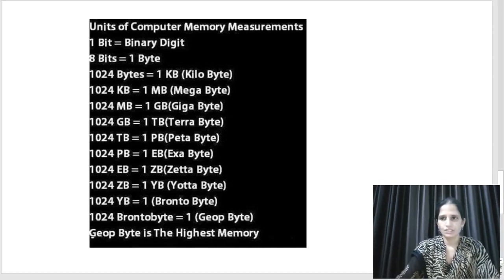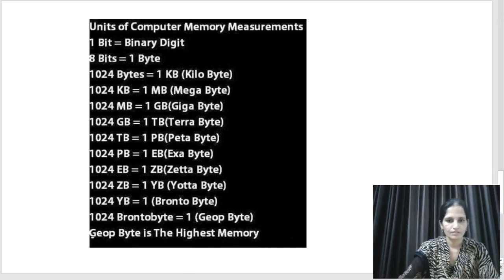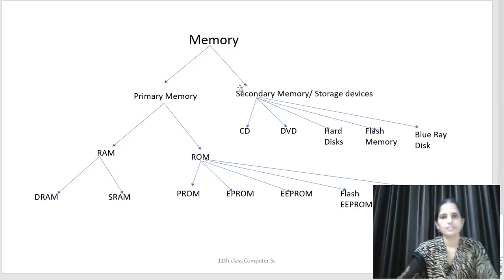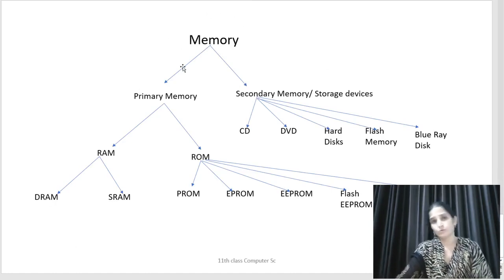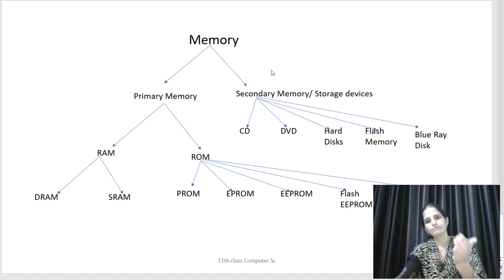Now we are discussing the main point, memory. The memory unit is used to store data. Mainly your data will be stored in your memory. Human beings have two types of memory: one is STM and one is LTM. STM means short-term memory, and LTM means long-term memory.